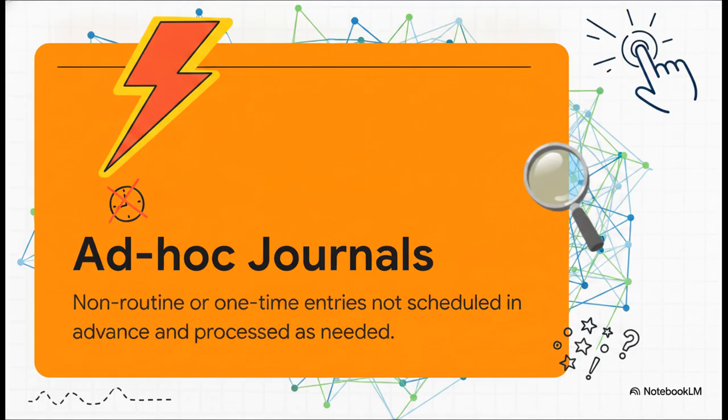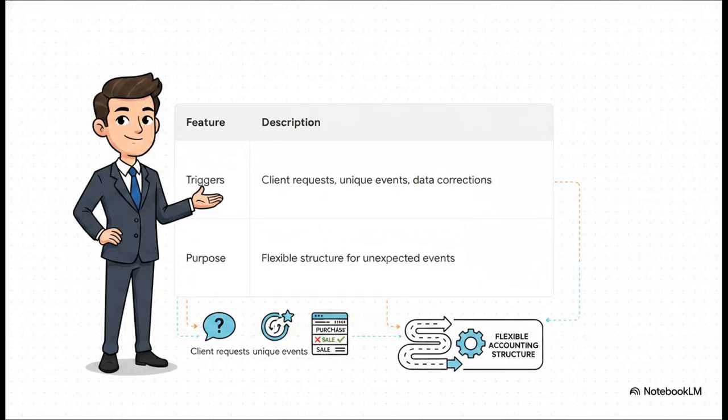Think of it this way. If recurring journals are the steady heartbeat of the company, ad hoc journals are the immediate reflexes. They exist to react to events that fall completely outside of those standard monthly patterns. So you might be wondering, why do we even need them if we have such a great schedule? Well, the triggers for ad hoc entries usually include direct requests from client teams, completely unique financial transactions, or, and this is a big one, the need to correct data.